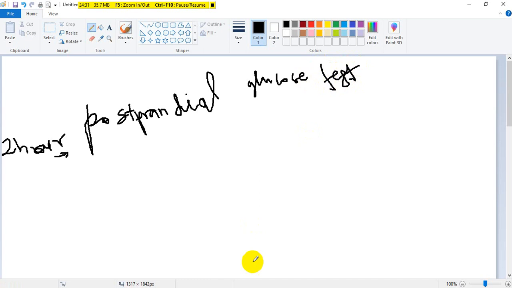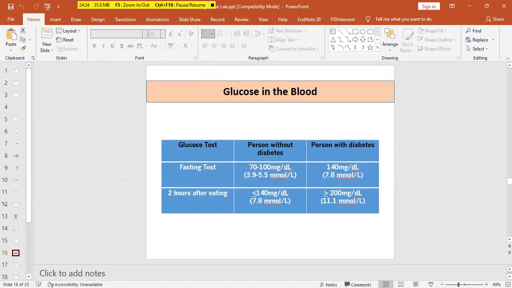So after 2 hours, this is what we should see. For somebody who is normal, without diabetes, it should be 7.8. It's like a random blood sugar test, when you are finished eating and you test. It's not supposed to be more than 11. So here 7.8. But somebody with diabetes, after eating 2 hours time when you test, it's supposed to be more than 11 millimole per liter.